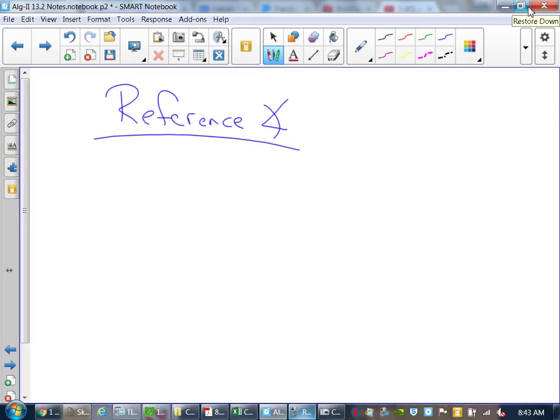Angle. A reference angle is the measurement of an angle. Let's see, it's the angle measured off the x-axis.